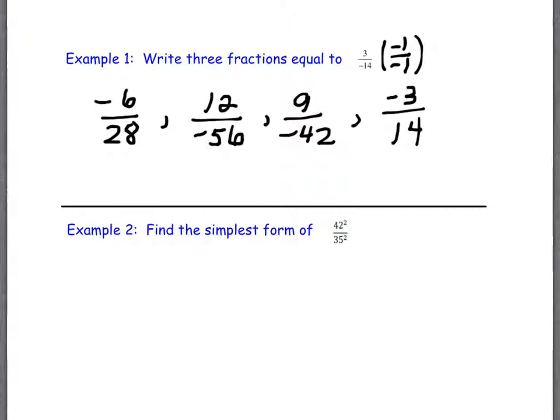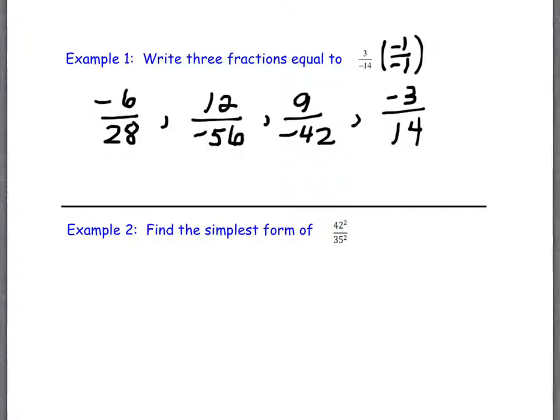All right, how about this one? The simplest form of 42 squared over 35 squared. So the first thing I want you to do is to answer me this question. Can I cancel out the squareds? No, I can't. That's right. I cannot cancel out the squareds.